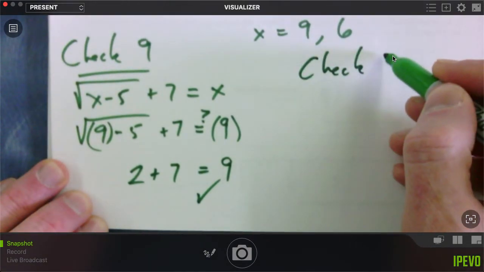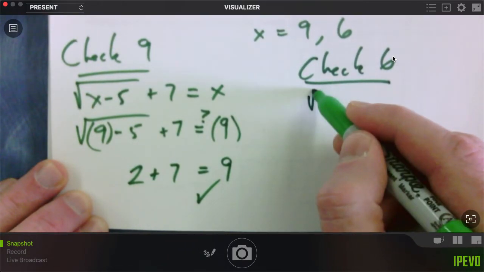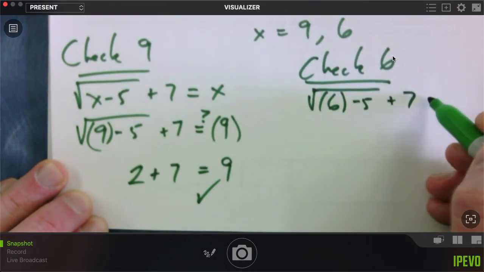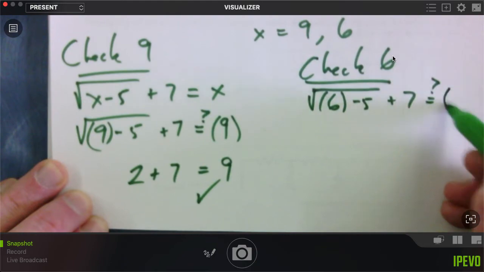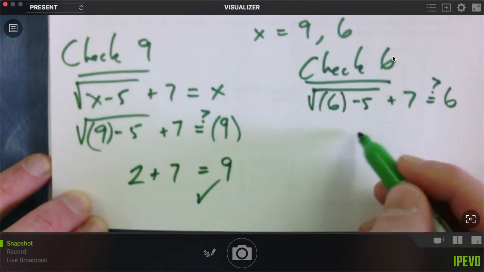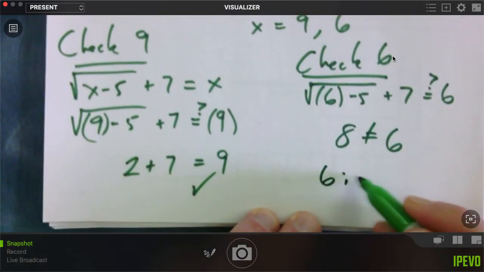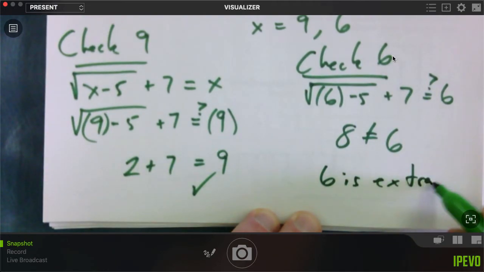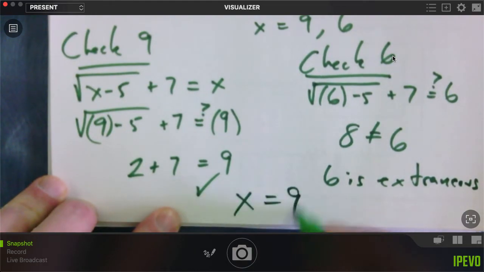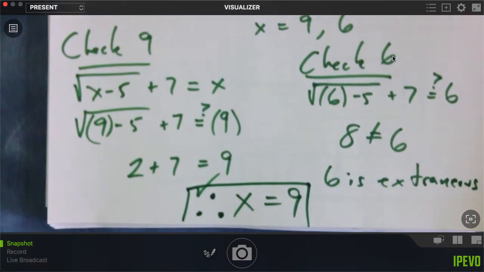Let's check 6. The root of, I'm going to skip a little step here, 6 minus 5 plus 7. Does that equal 6? 6 minus 5 is 1. The root of 1 is 1. 1 plus 7 is 8. 8 does not equal 6. 6 is extraneous. X equals 9. Therefore, x equals 9.